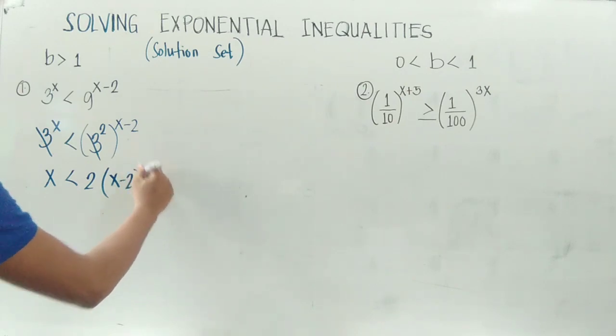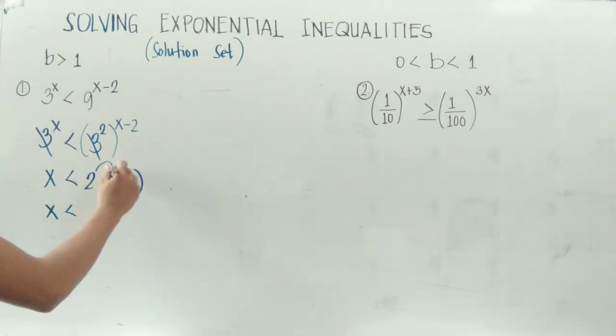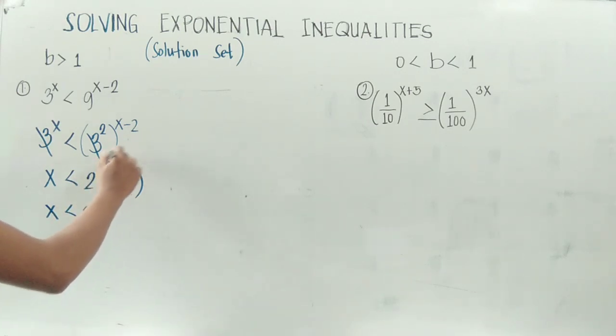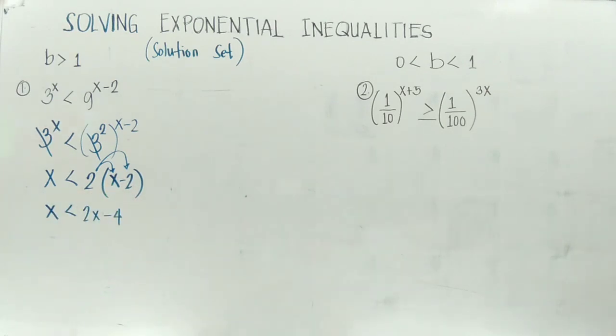So we should multiply 2 to x minus 2. Okay? Simplifying, we have x is less than, here we have 2 times x, so we have 2x. Then we have 2 times negative 2, so we have negative 4. Okay? Then simplifying, so combined like terms, we have 2x.